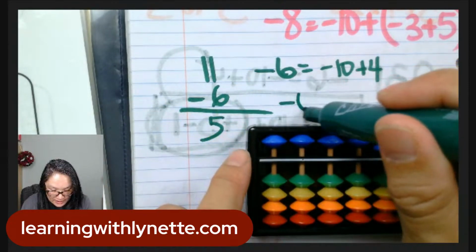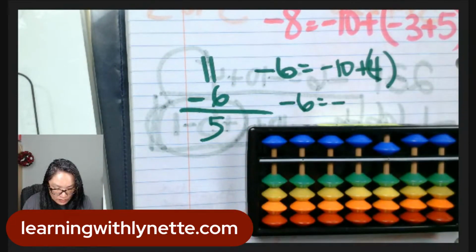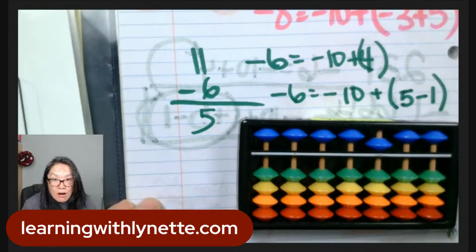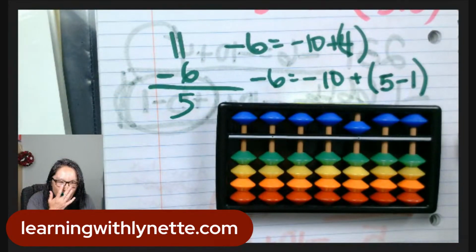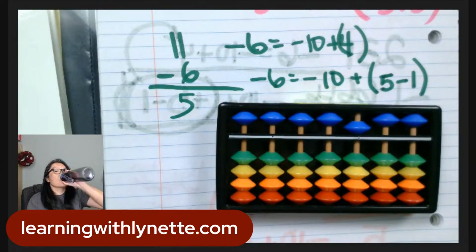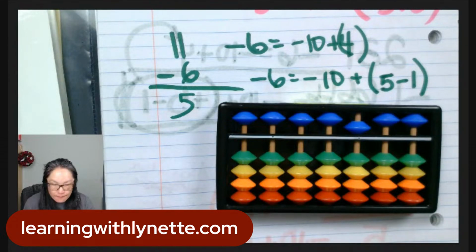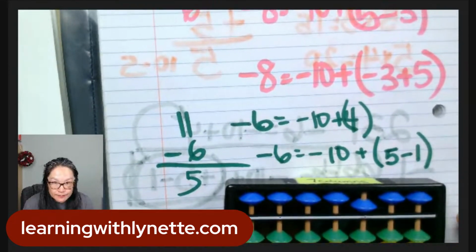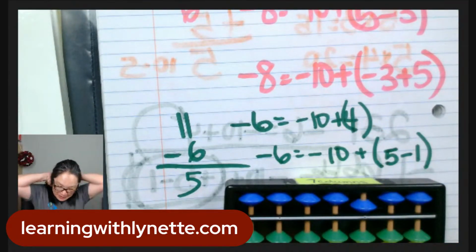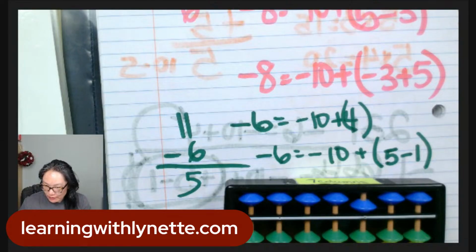So what do we do? Minus the 6 is equal to plus the 5 minus the 1. So this is what we call a two-step. It uses associative property. I think I'm going to claim the associative property.